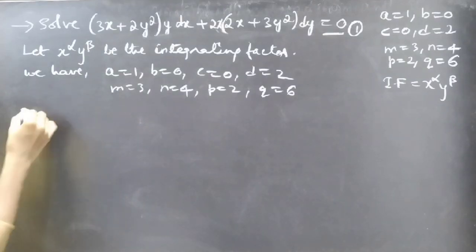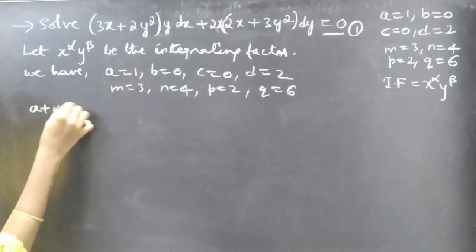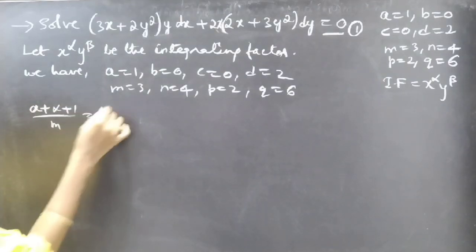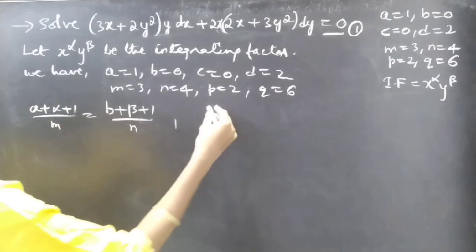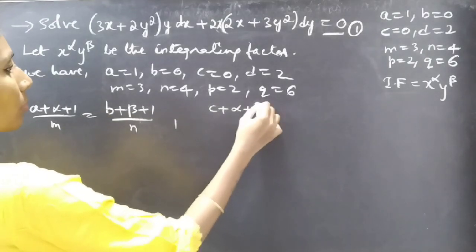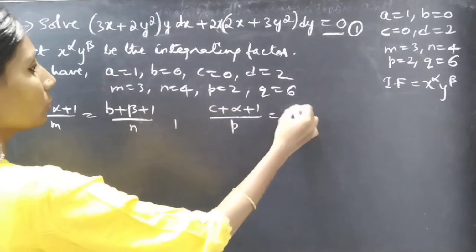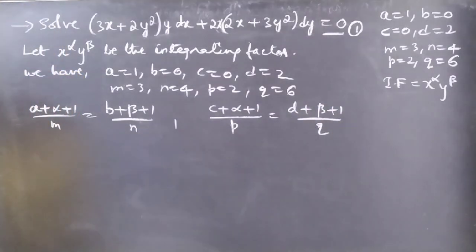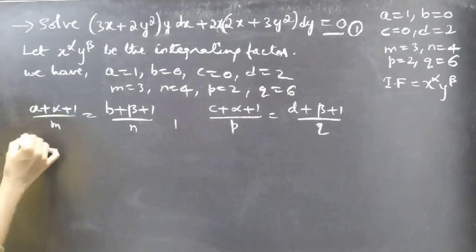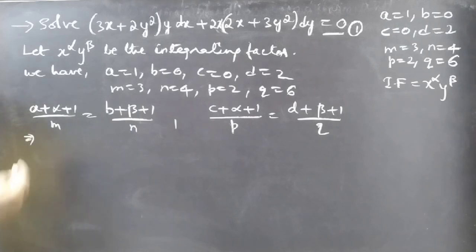Now by using the formula (a + alpha + 1)/m = (b + beta + 1)/n, and (c + alpha + 1)/p = (d + beta + 1)/q, we'll get two equations, and by solving those two equations we'll get the values of alpha and beta. Fine, let's now find the two equations. Substitute the values.